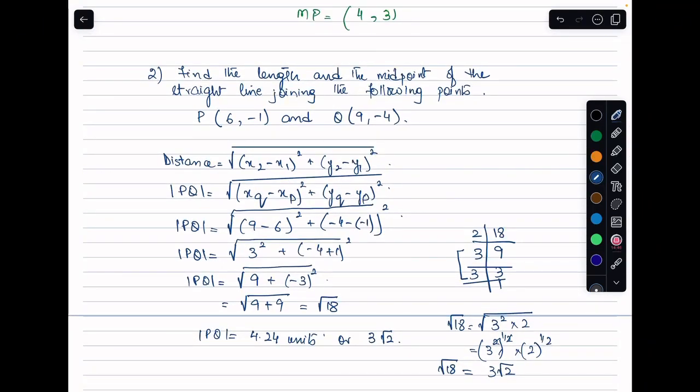So the question asked us to get the length and then the midpoint of the straight line joining the following points.